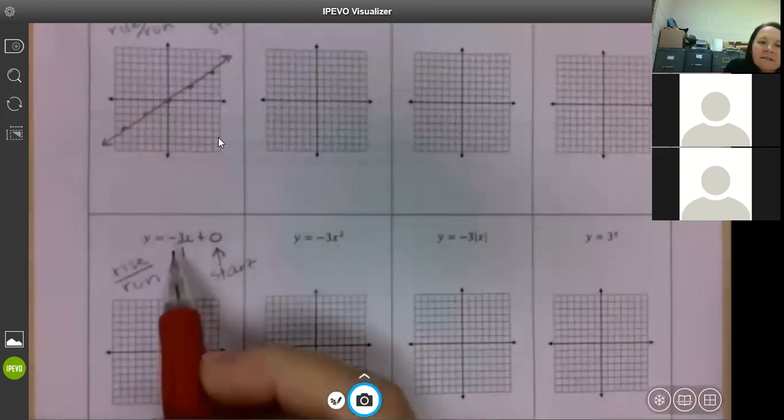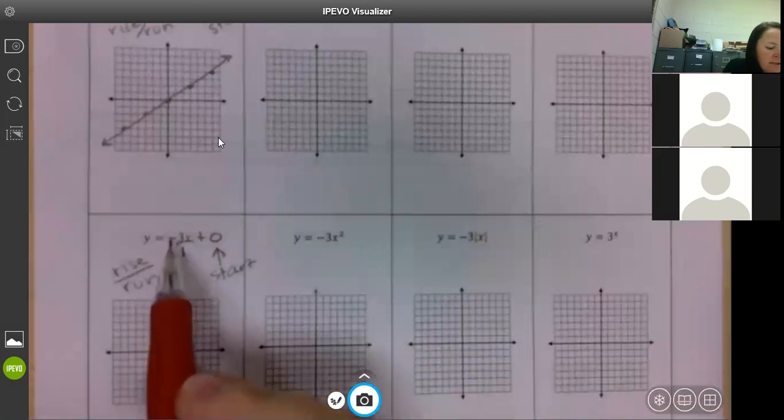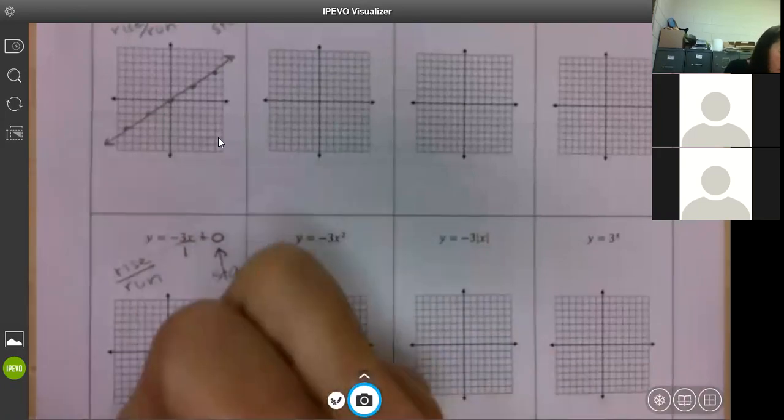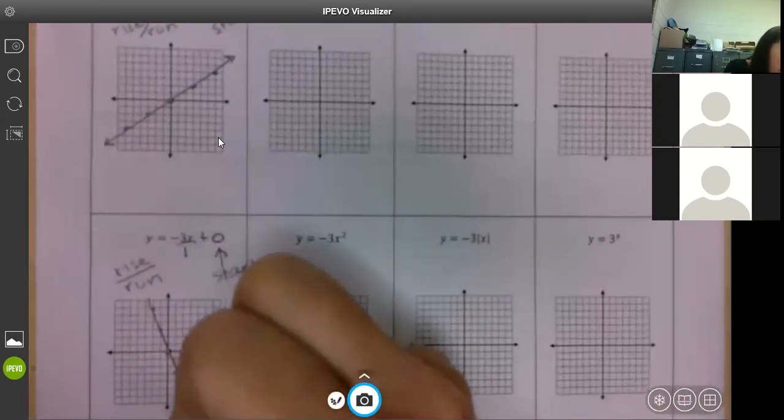But this time, because it's negative, we're actually going to go down and to the right. So everything is to the right. The down is with this. Negative 3 is down. This is a positive, so it's to the right. Down 3, to the right 1. Repeat it to get it all the way across the graph. Up 3 and left 1, and we connect the dots.